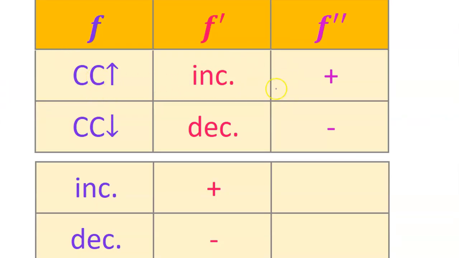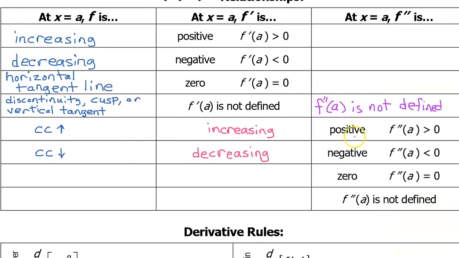Switching over to the top part of this chart, we know that if f double prime is positive, f prime is increasing, and f is concave up. If f double prime is negative, f prime is decreasing, and f is concave down. I'm basically going to copy the same information into this new, more detailed chart. So here again, if f double prime is positive, f prime is increasing, and f is concave up. If f double prime is negative, f prime is decreasing, and f is concave down.